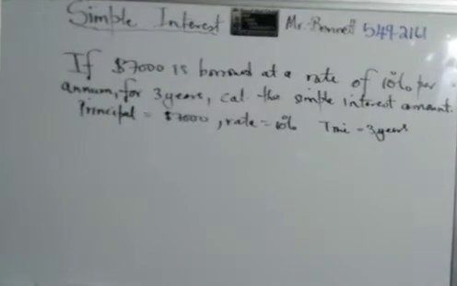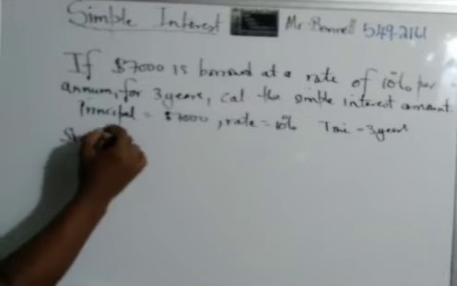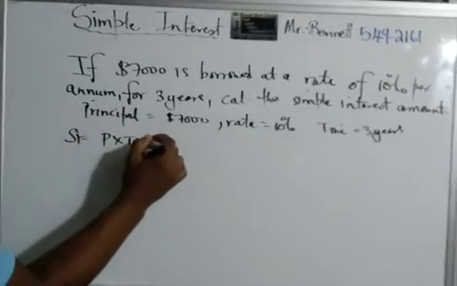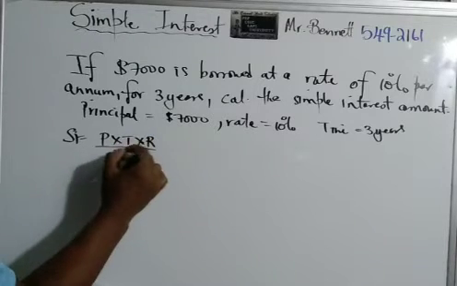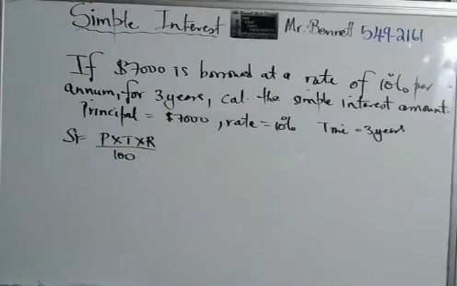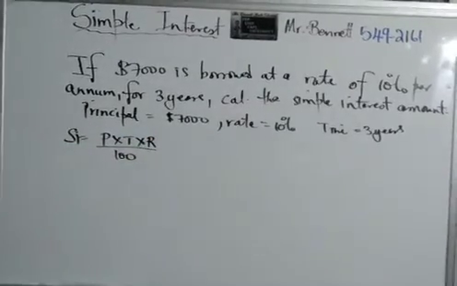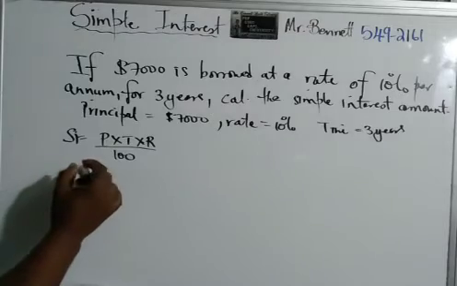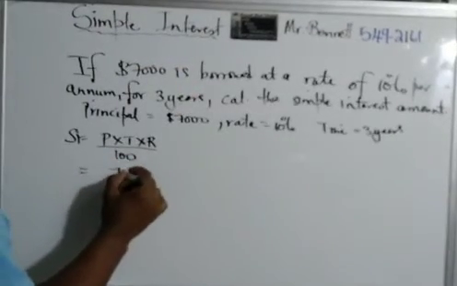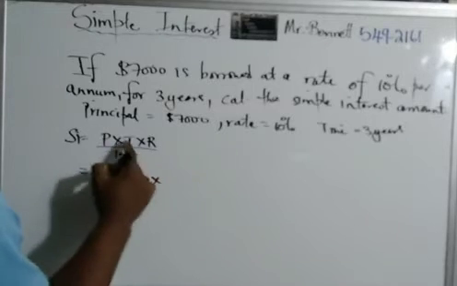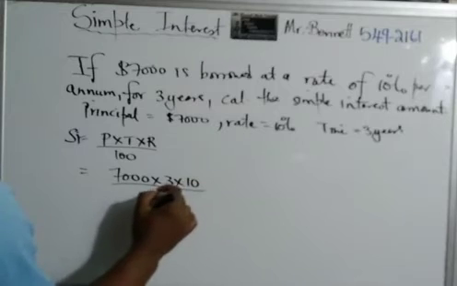Now, let us calculate the simple interest. Simple interest is the principal times the rate times the time, right? How does the 100 come in? Because the rate, remember, percentage means out of 100. So the principal is 7,000, time is 3 years, and the rate is 10%.